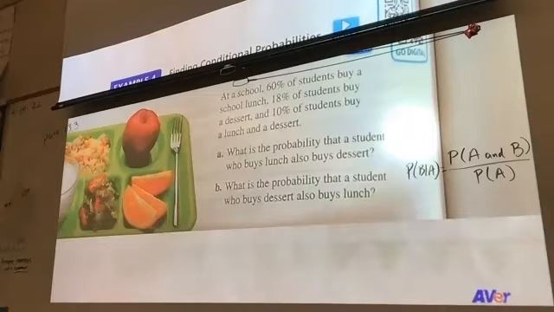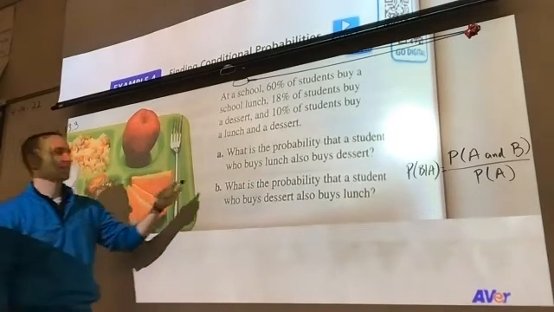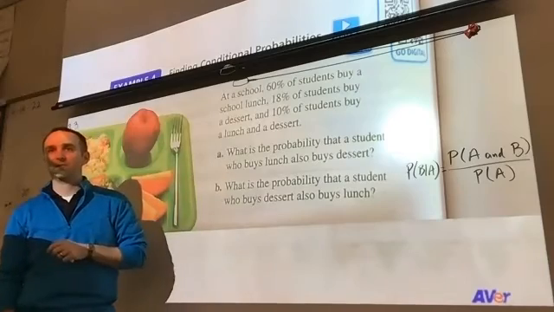All right, so they give us some information here. It's not a two-way table, but they give us some percentages. At a school, 60% of students buy a school lunch, 18% of students buy a dessert, and 10% buy a lunch and a dessert. Now we could create a two-way table, but we don't have to here. We want the probability that a student who buys lunch also buys dessert.